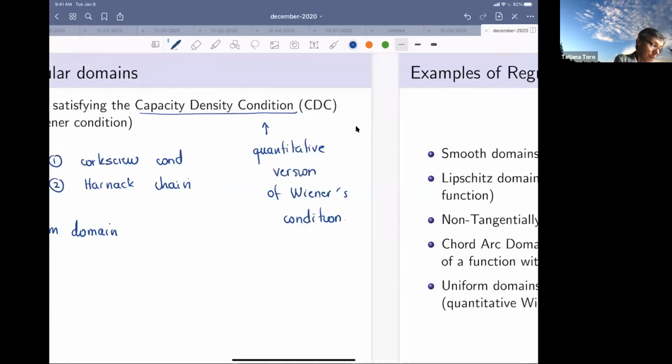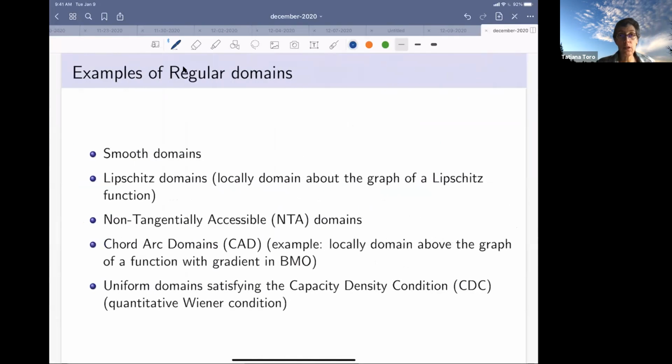So here is my slew of regular domains. Why do I present them all? Because, as you can imagine, in the development of any field, it starts with smooth and Lipschitz, and then you go all the way to here. And in some sense, one of the things we're going to talk about are some results that are common to all of these domains. So, questions on who my domains are going to be? In general, these are the domains that I am going to be focusing on: the uniform domains with the CDC condition.